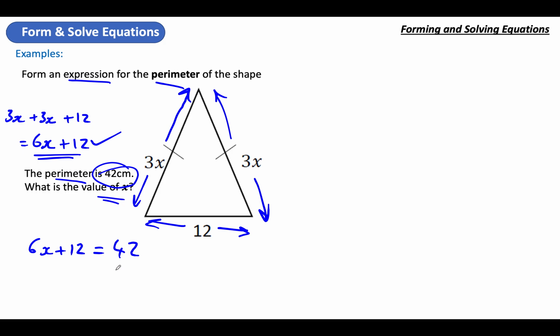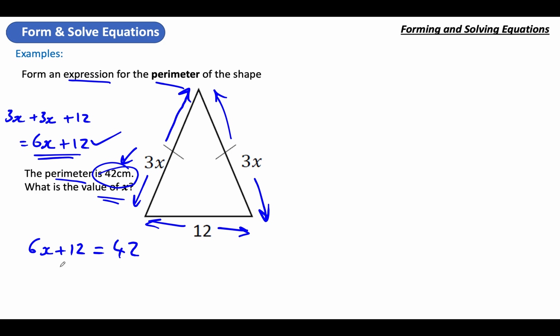This is how these questions usually go. It usually gets you to write an expression, particularly if it's a perimeter question. It then gives you this extra bit of information of what the perimeter actually equals. So you write your expression equals that. Right? If you didn't get that, rewind it, watch it again.